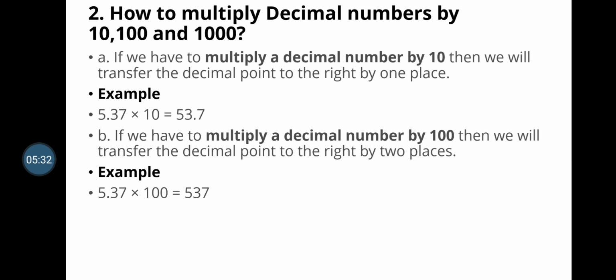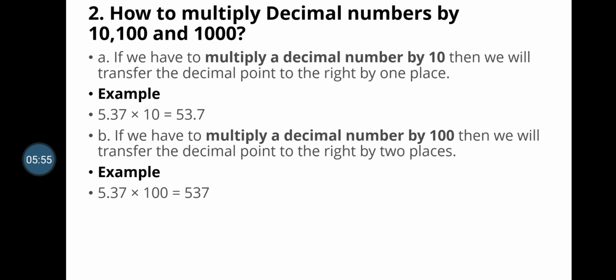So no decimal point only. Okay, so we have two decimal places. 37 is the decimal part of the number. So we have to multiply by 100, which means the decimal point will jump two places towards the right. Okay, so in the result we don't have the decimal part at all.